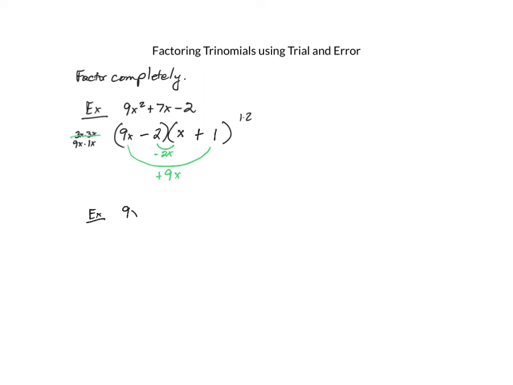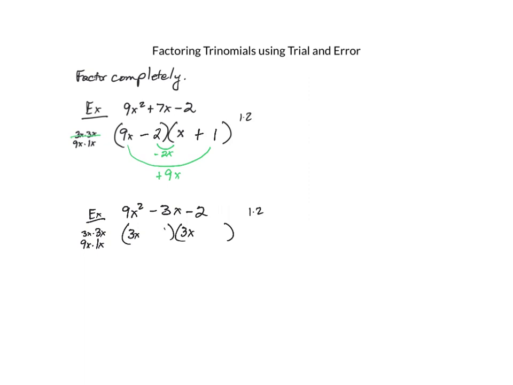Let's look at this next example. It is 9x squared minus 3x minus 2. Note again that there is no common factor besides 1. So I set up my parentheses. Again, the choices for the first terms are 3x and 3x or 9x and 1x. I'll start with 3x and 3x this time. Again, I have a negative 2 as my constant. So I'm going to try 1 and 2, and one of them will need to be negative and one positive.